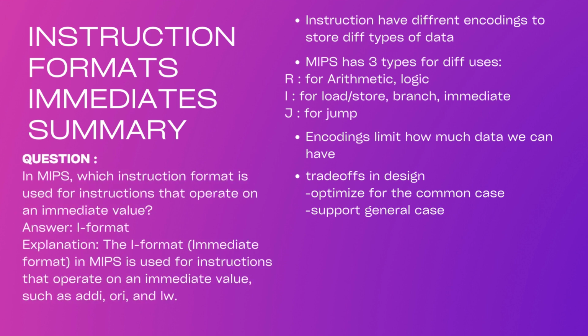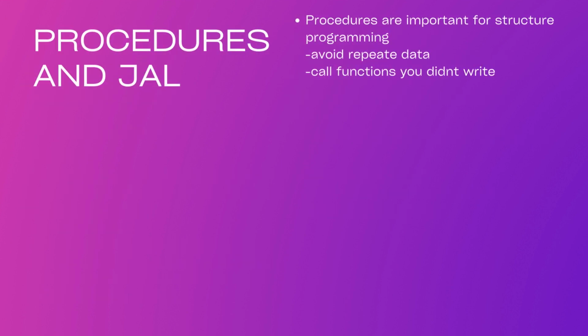So the question is, in MIPS, which instruction format is used for instructions that operate on an immediate value? The answer is I format. Explanation: the I format, or immediate format, in MIPS is used for instructions that operate on an immediate value such as ADDI, ORI, and LW.